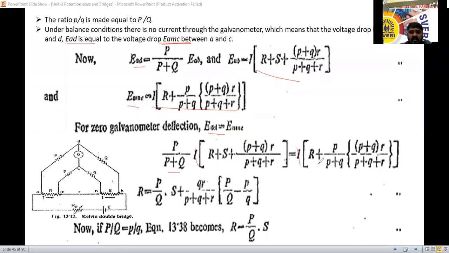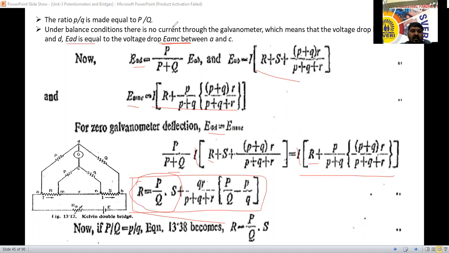Next, R is there, here R into this one, you multiply this one and take R common, and rearranging the equation, what will we get? We will get the final unknown resistance value R equal to P by Q into S. Remember this formula. Plus QR divided by P plus Q plus R, into P by Q minus P by Q.